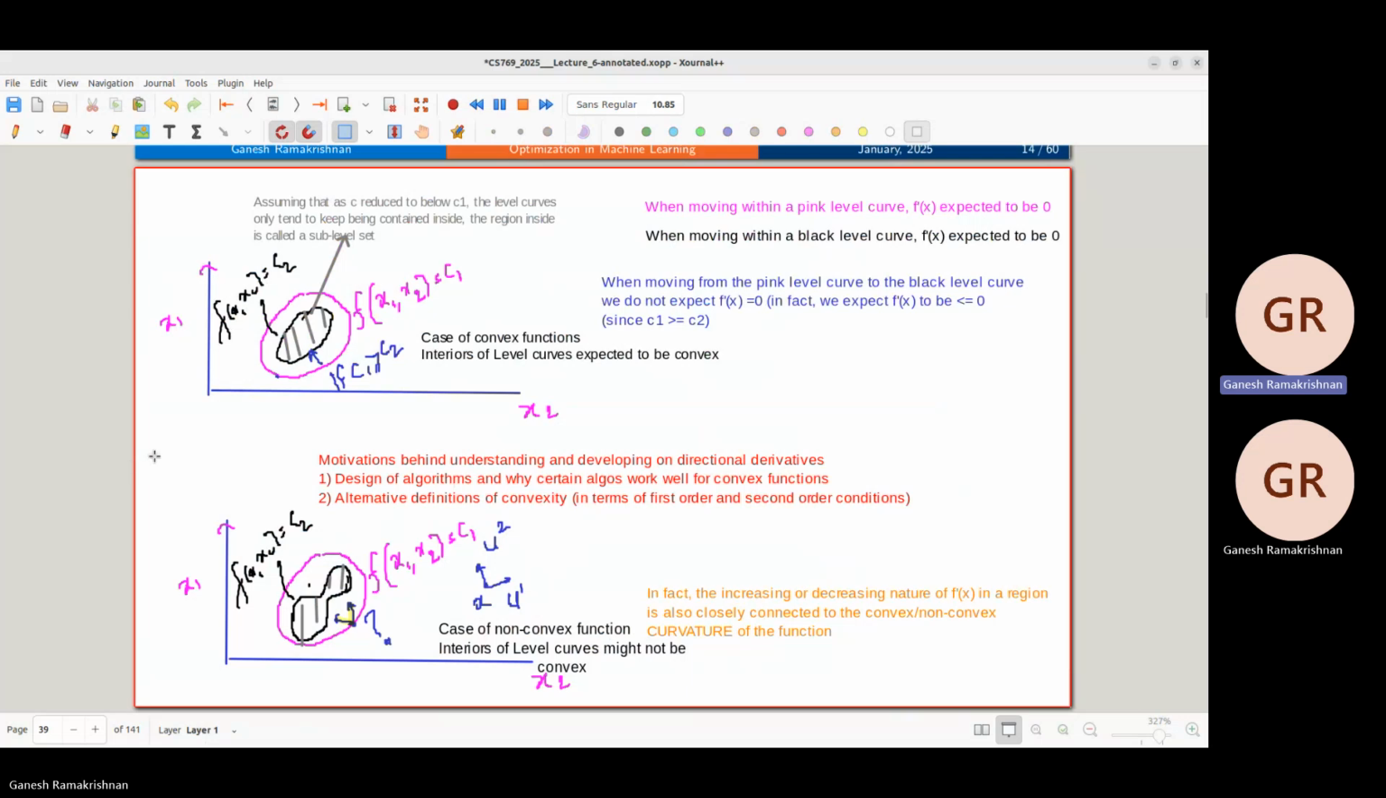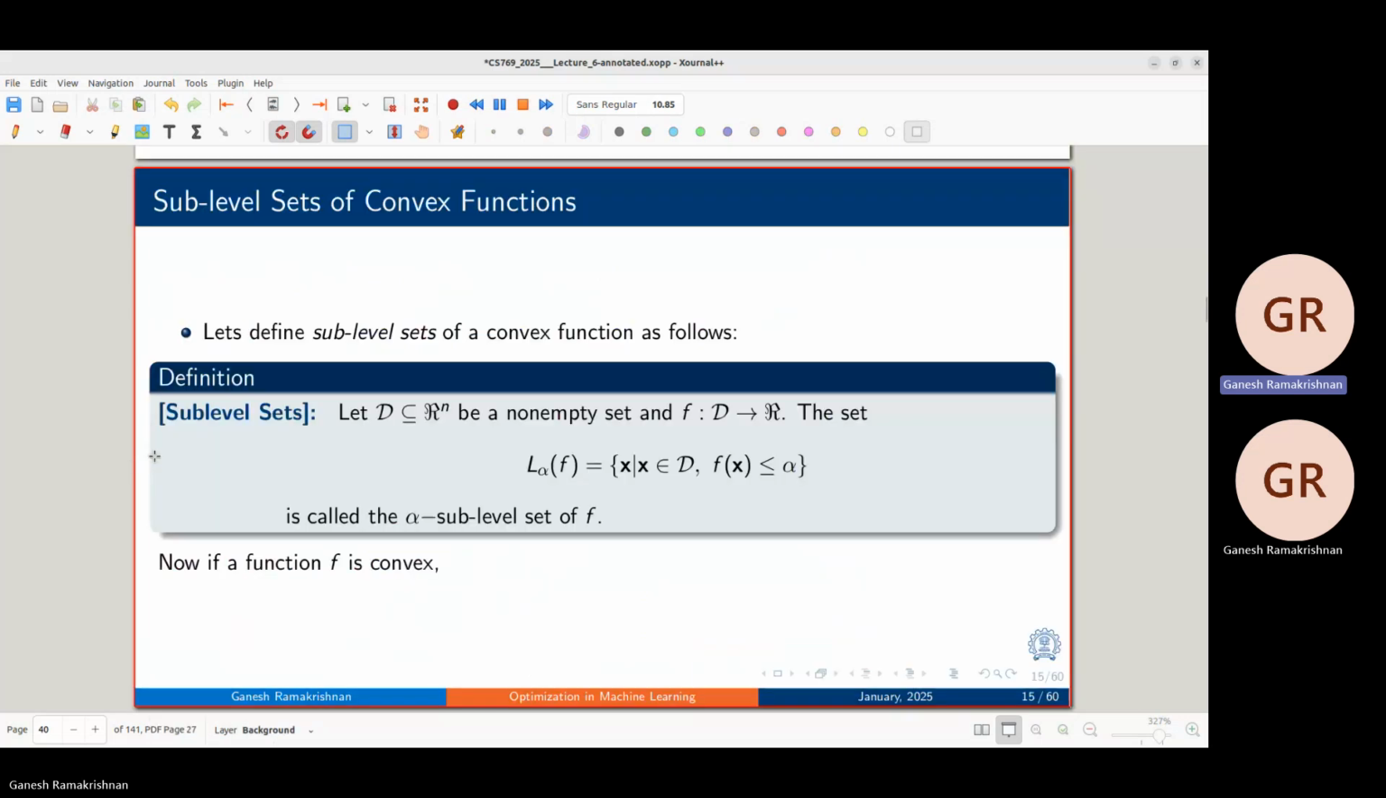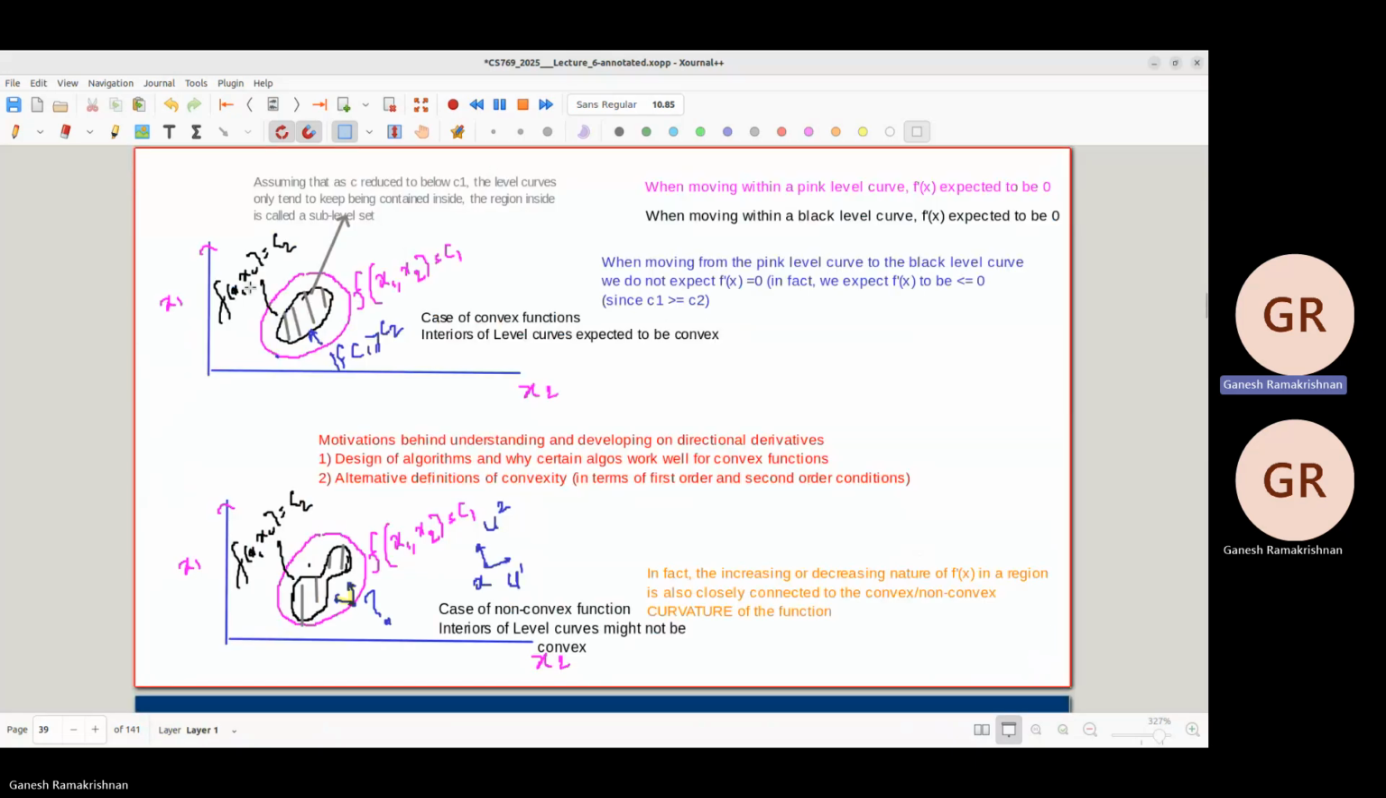And with that, I'm going to conclude with a homework problem. So this is the notion of a sublevel set. The sublevel sets of convex functions are, if you remember, I showed this on the board last class, L alpha of f is the set of x such that f(x) is less than or equal to alpha. So those are the sublevel sets, these are the sublevel sets inside.